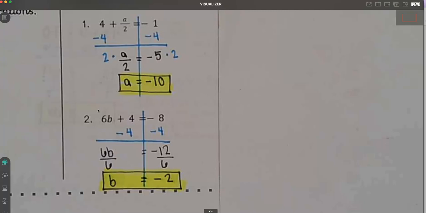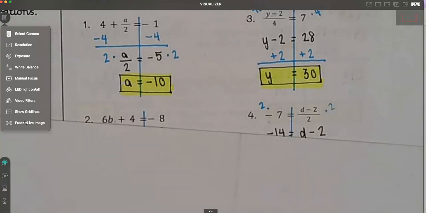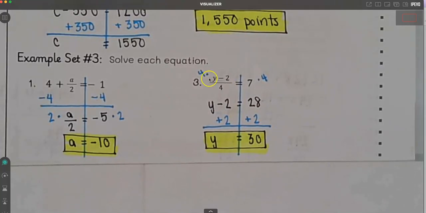How close are you guys? Should we just go over it? All right, ladies, let's go over this one. Here is number 3. In this case, because the whole numerator is being divided by 4, you're going to want to start by multiplying both sides by 4. This gives us y minus 2 equals 28. Then add 2 to both sides, and you get 30. Any questions on this one?